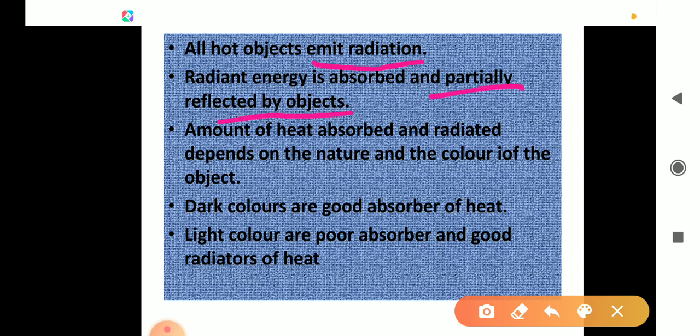Then radiant energy is absorbed and partially reflected by the object, right? Radiant energy is absorbed and partially reflected by the object. And the amount of heat absorbed and radiated depends on the nature and color of the substance. If the object is of dark color, then it will be a good absorber. If the object is of light color, then it will be a poor absorber of the heat, or a good radiator of the heat. Okay.